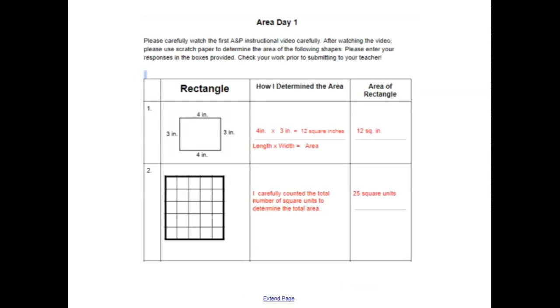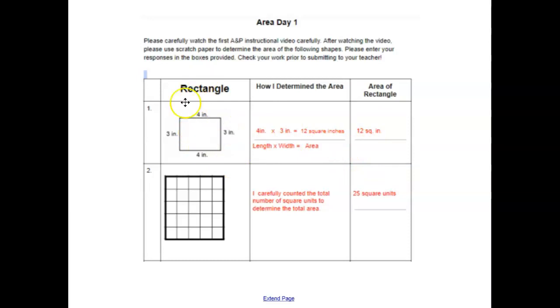Awesome, Smarties. This is your assignment for the day. The good news is it's almost exactly what we've been doing together. You get to do a couple on your own. Please very carefully watch the first area and perimeter instructional video, and after you watch the video, please use scratch paper or your packet if you have one to determine the area of these shapes. Please then explain to me how you determined the area and what the area was.